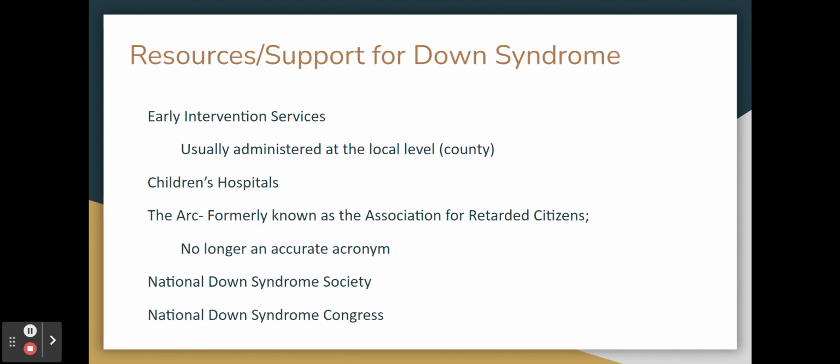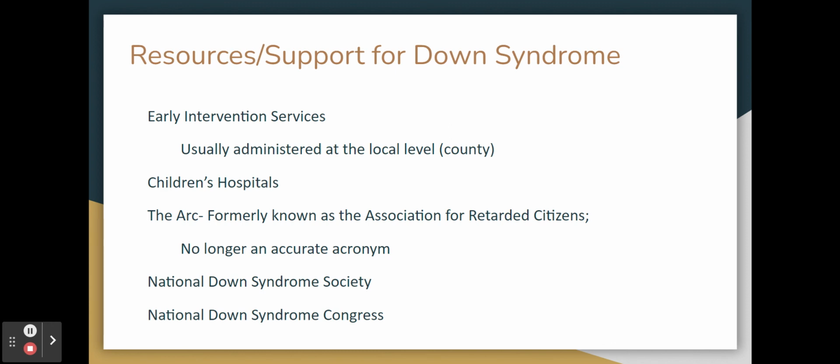Some resources and support for Down syndrome. So early intervention services usually administered at the local level, at the county. Later on, they will be administered through the school system. We want to get this family hooked up right away with these services. Children's hospitals that have centers for genetic disorders. The ARC. The ARC is a great organization.